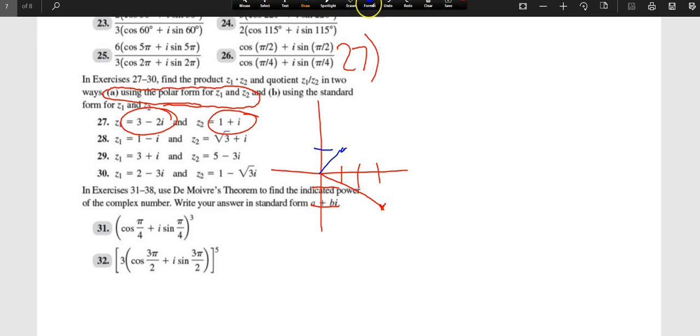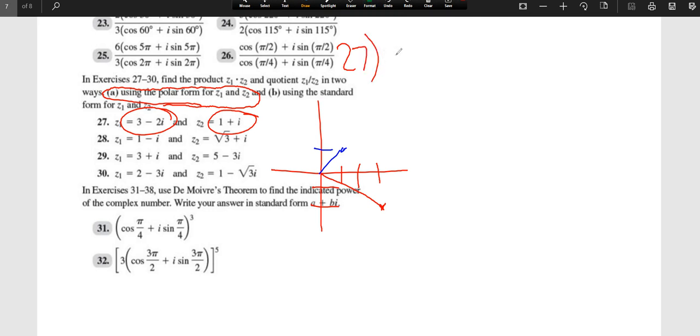Okay, so how do we know those are the locations of 3 minus 2i? You treat it just like a coordinate. The first number, the real number, is your movement along the real axis, and the second one is the movement along the imaginary axis, or the vertical. It's just like a coordinate. So it's just like (3, -2) and (1, 1). That's all we have here, those two.